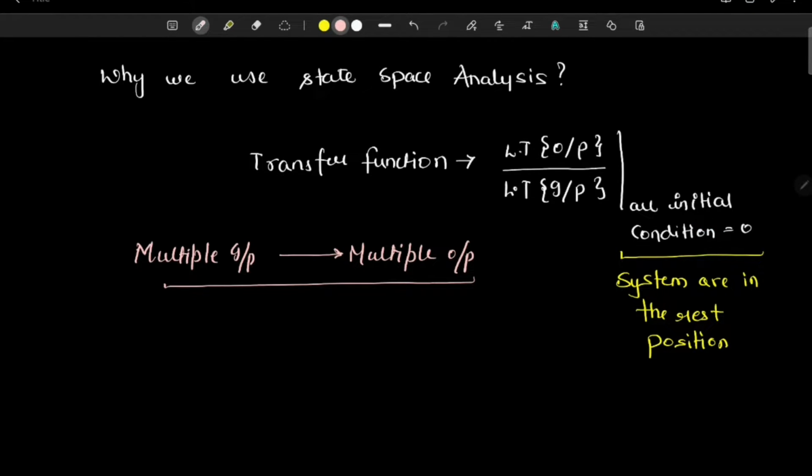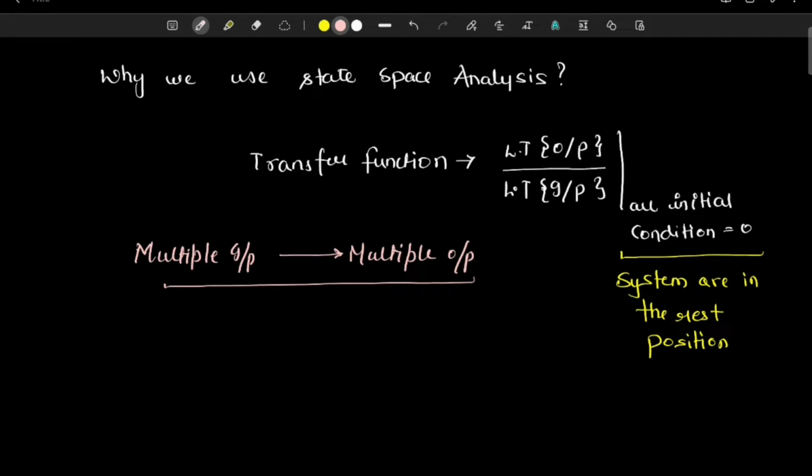But when a system is given multiple inputs and gives multiple outputs, can you tell that the initial condition of the system is 0? No. Initially it was at 0, suppose, but once you start giving the input, your system will not be considered under the initial condition equal to 0, right? There will be some initial condition. So for that we use state space analysis.